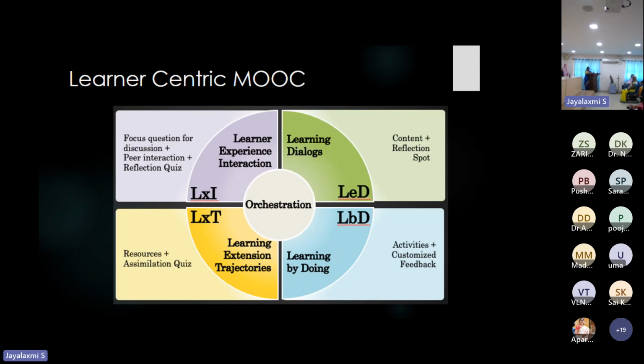So there are MOOCs, massive online open courses. Then we have the spectrum where it shows how the learner experience interaction is clubbed with learning dialogues, then learning by doing and learning extension trajectories. So all these things are put as an orchestration. So you might think, what is the connection with e-content to this? Yeah, I'm coming there.